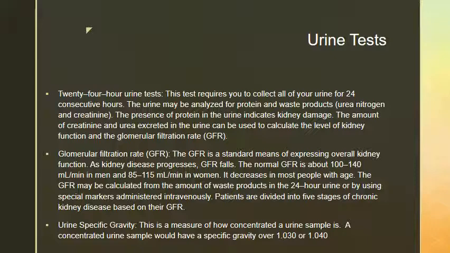Glomerular filtration rate we'll talk about later in the slides, but this helps determine what stage of kidney failure or renal failure the patient may be in. Also, the specific gravity measures how concentrated the urine sample is. A concentrated urine sample would have specific gravity over 1.030 or 1.040.